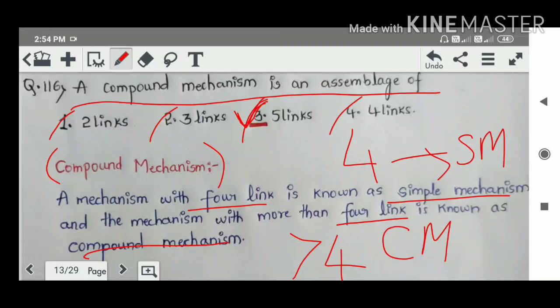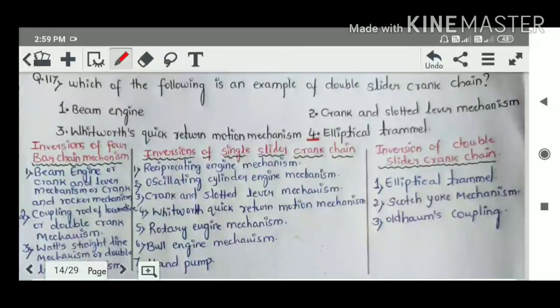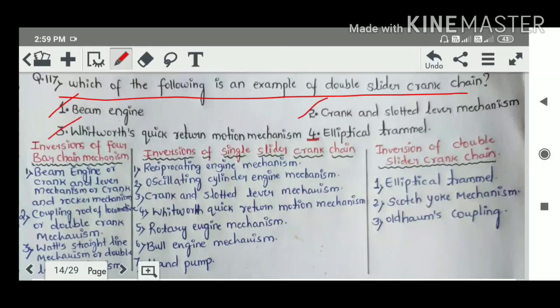Okay friends, let's move on to question number 117. Which of the following is an example of double slider crank chain? And the options are beam engine, crank and slotted lever mechanism, Whitworth quick return motion mechanism, elliptical trammel. Okay friends, here I have written the inversions of 4-bar chain, the inversions of single slider crank chain, and the inversions of double slider crank chain.